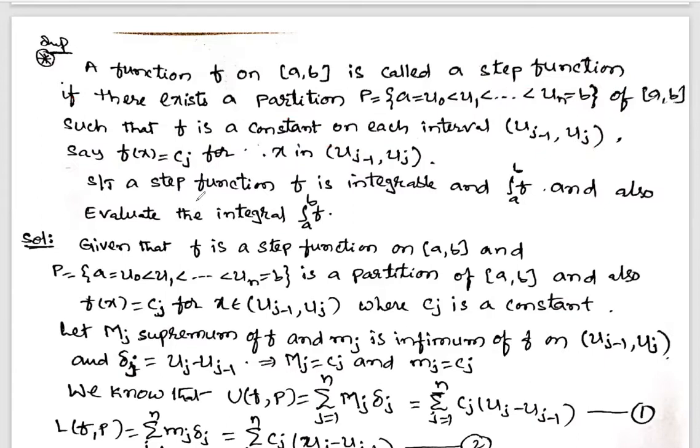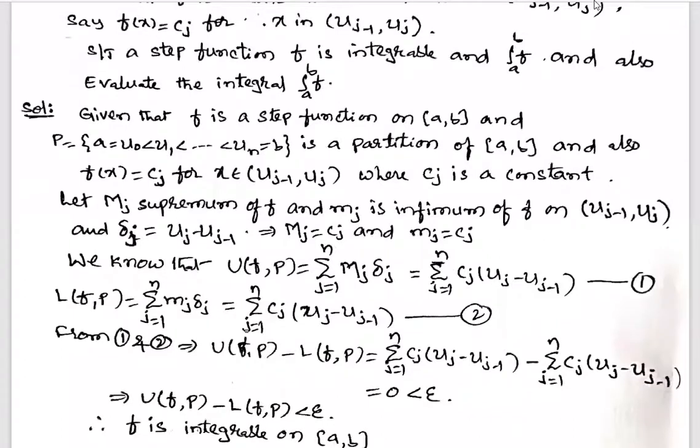So show that the step function f is integrable, and also evaluate the integral of f from a to b. They are just telling us to evaluate. So we'll take the normal conditions that we have. They give f is a step function on the closed interval. Then we have to define the partition, then the subinterval, here the jth subinterval, where cj is a constant.